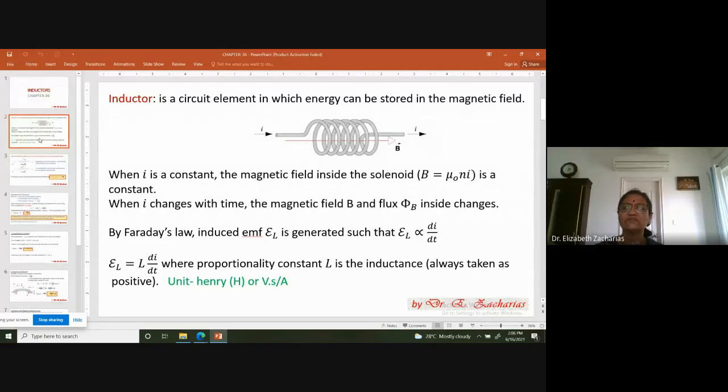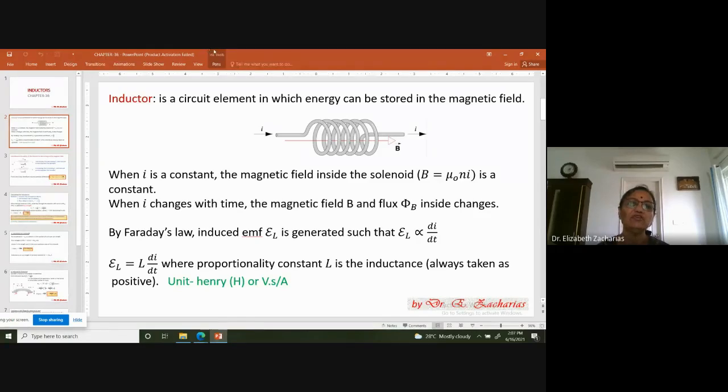The last 2-3 classes, last 2-3 chapters, we have been seeing that inside a solenoid, there is a uniform magnetic field. Okay, so an inductor is simply a circuit element. That means in any complicated circuit, an inductor is a part of the circuit. It's a circuit element in which the energy can be stored in the magnetic field. So let's say you're passing a current I. Use your right hand rule. You can show that there is a uniform magnetic field in this direction.